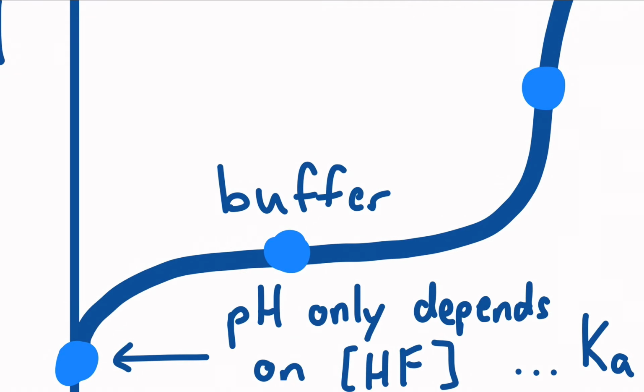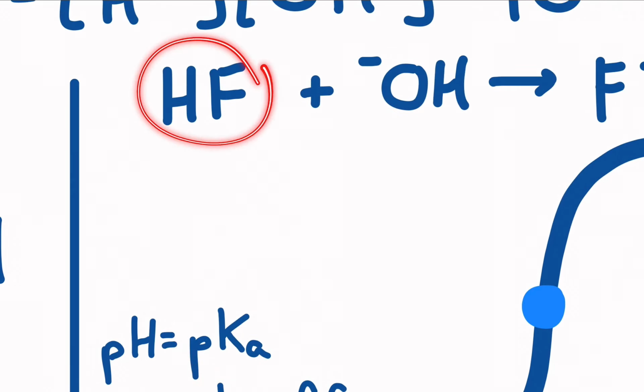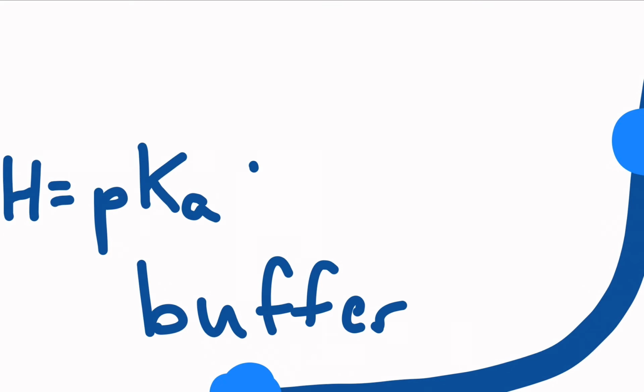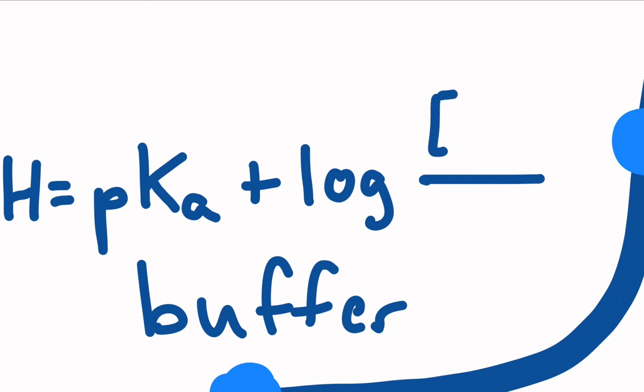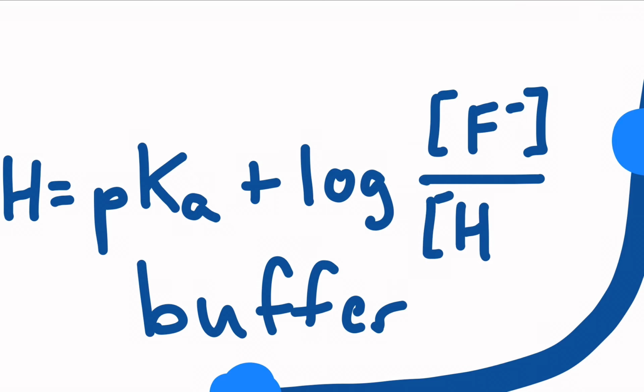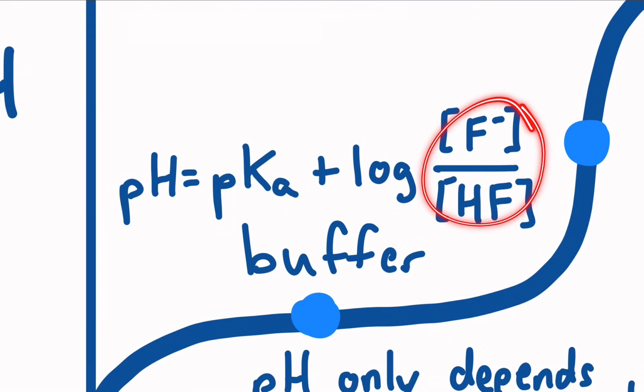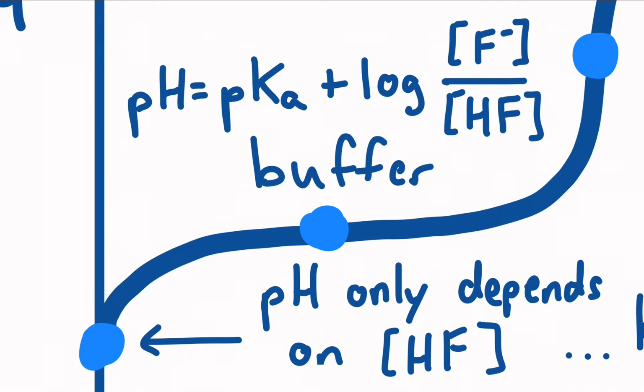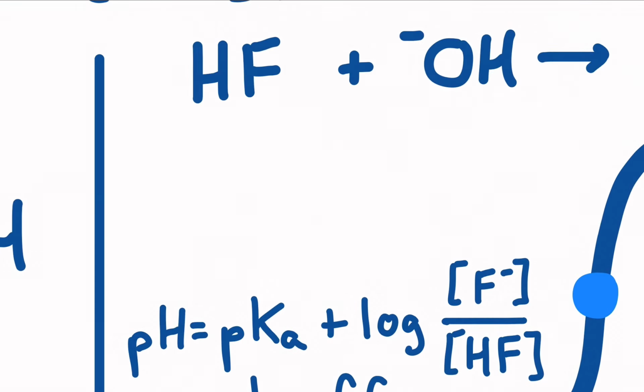This is a perfect example where we have a buffer. And as long as you're in the buffer range, you can use the Henderson-Hasselbalch equation, which is where the pH is equal to the pKa, that's the pKa of the acidic part, in this case the HF, plus the logarithm of the ratio of the concentration of the conjugate base, F-, over the concentration of HF, whatever they are at that point. So you have to do some stoichiometry to figure how much of this has been converted into the fluoride, but luckily it's just 1-to-1.